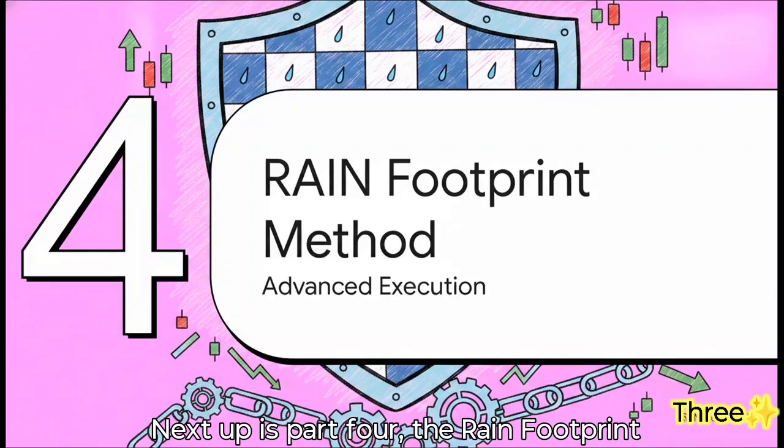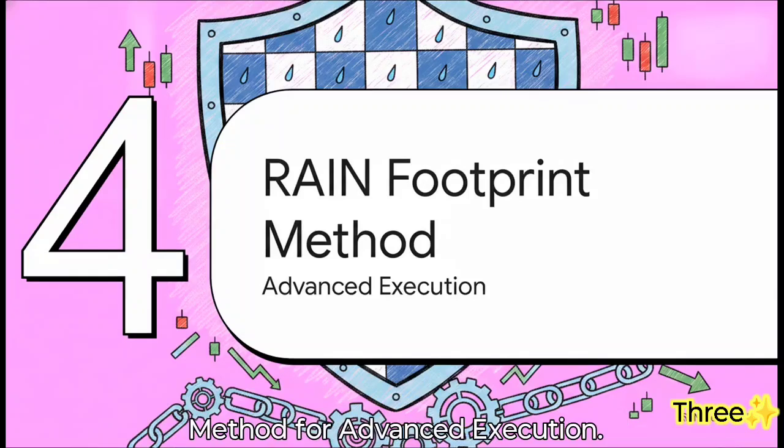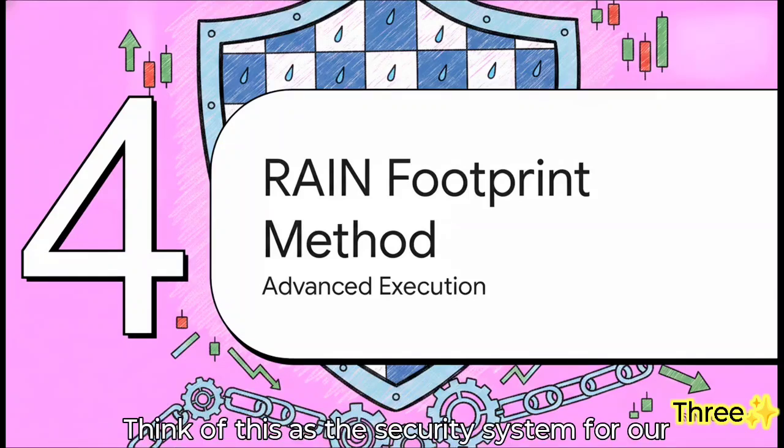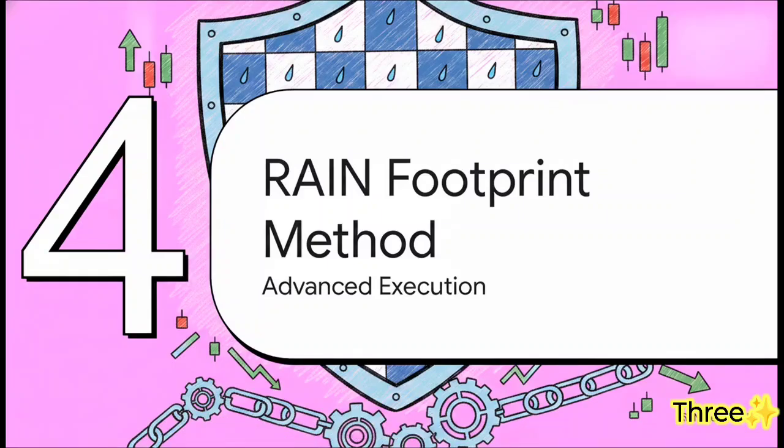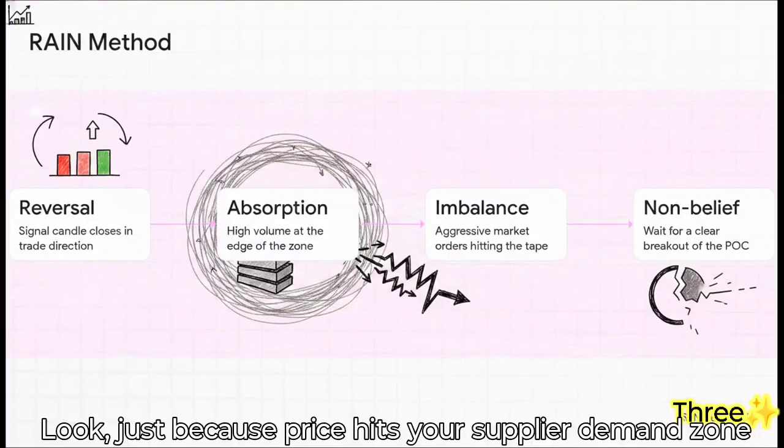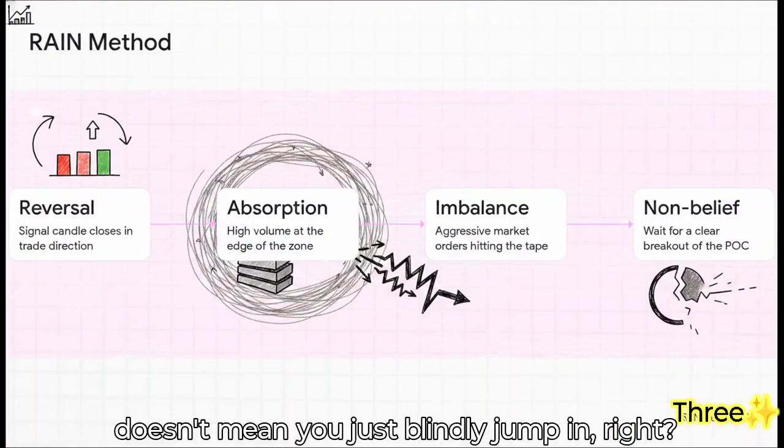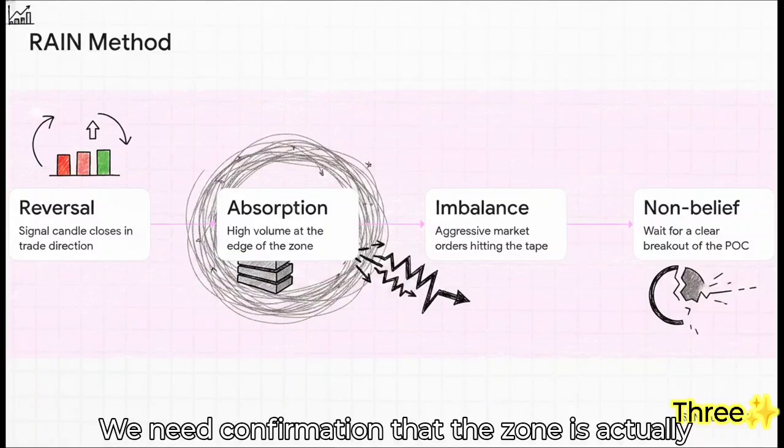Next up is part 4, the RAIN footprint method for advanced execution. Think of this as the security system for our blueprint. Look, just because price hits your supply or demand zone doesn't mean you just blindly jump in, right? We need confirmation that the zone is actually going to hold.